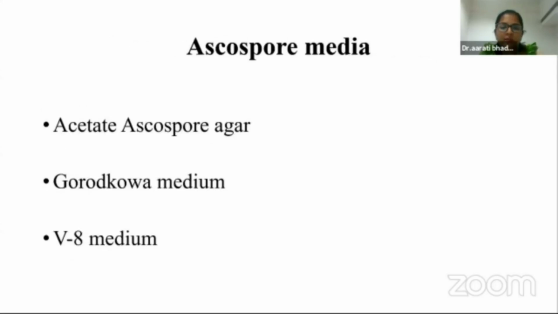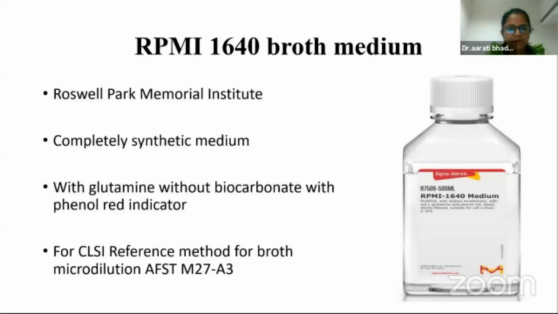Now there are some ascospore media. Ascomycetous fungi produce ascospores. For checking those ascospores, we have to subculture them on special ascospore forming media. Three media are available: acetate ascospore agar, Gorodkowa agar medium, and V8 medium.